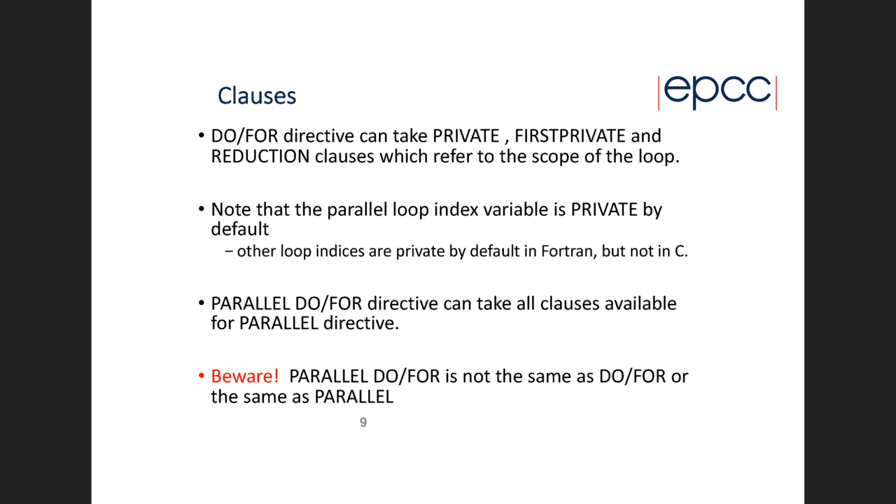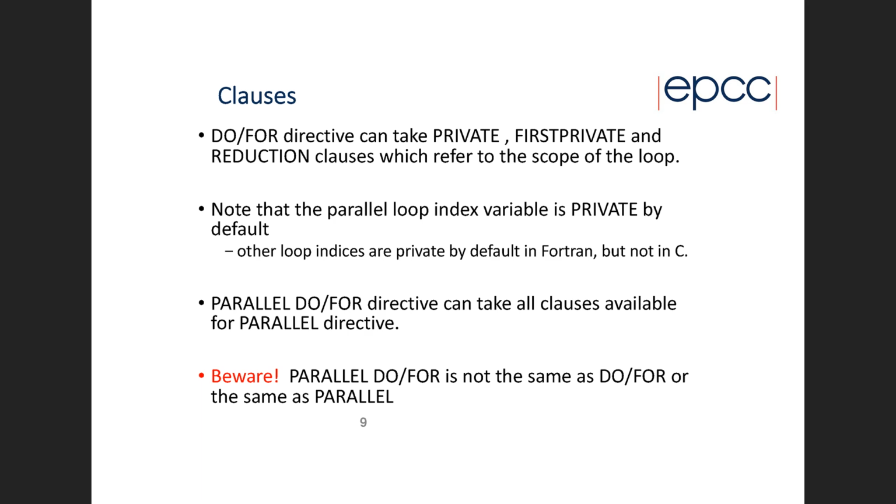So in terms of what clauses are available, on the do or for directive you can have private, firstprivate, and reduction clauses which refer just to the scope of the loop. It's possible you can have variables which are shared on the parallel region, and then you can have private or firstprivate or reduction behavior just for the scope of the loop.